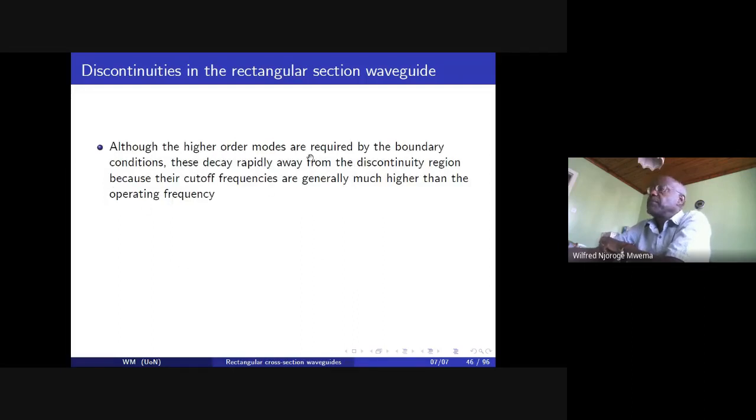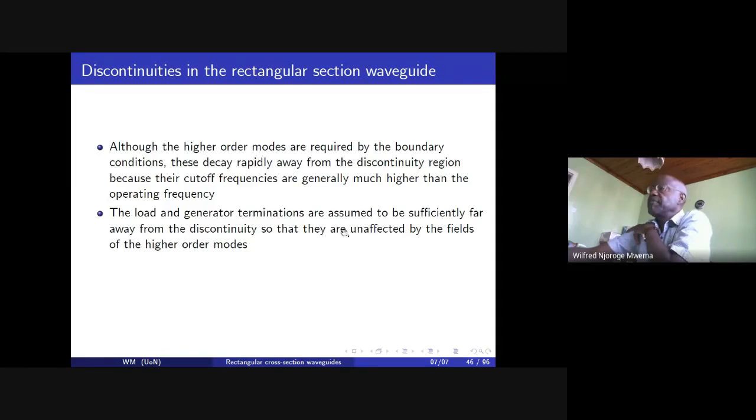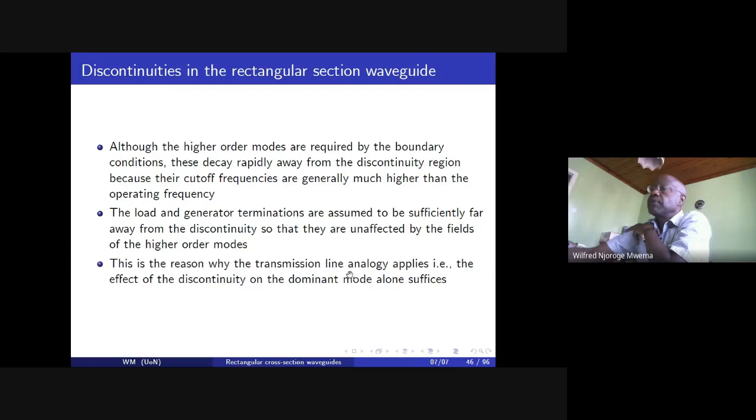So while the higher modes are required by the boundary conditions, they will decay rapidly away from the discontinuity region, because their cutoff frequencies are generally much higher than the operating frequency, since the guide is designed only for single mode operation. So the load and the generator terminations will be assumed to be sufficiently far away from the discontinuity so that they are not affected by the fields of the higher order modes. That is, by the time the fields from the higher order modes arrive at the load or the generator, they would already have been attenuated to zero.